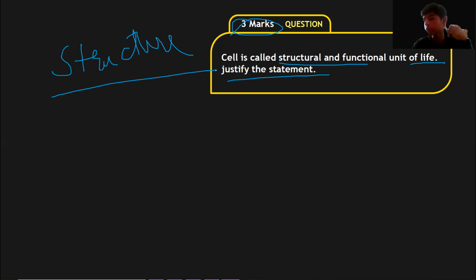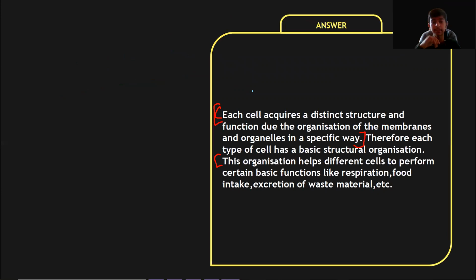Our body is composed of cells. That means it is our structure. Then if we talk about the functions, the small cell is capable of performing all the life functions. Clear? Now let's read the exact answer.